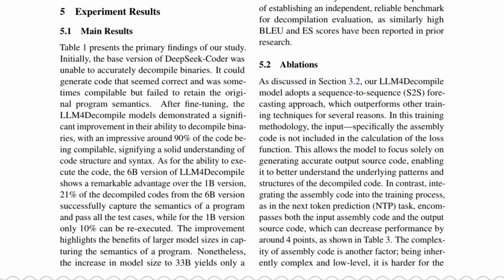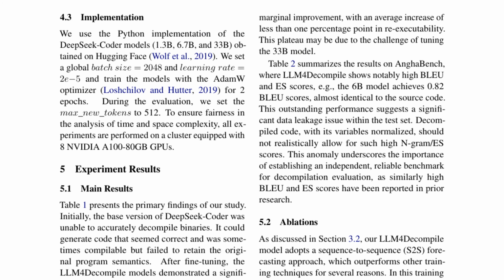As for the ability to execute the code, the 6B version of LLM4Decompile shows a remarkable advantage over the 1B version. 21% of the decompiled codes from the 6B version successfully capture the semantics of a program and pass all the test cases, while for the 1B version, only 10% can be re-executed. The improvement highlights the benefits of larger model sizes in capturing the semantics of a program. Nonetheless, the increase in model size to 33B yields only a marginal improvement, with an average increase of less than 1 percentage point in re-executability. This plateau may be due to the challenge of tuning the 33B model.